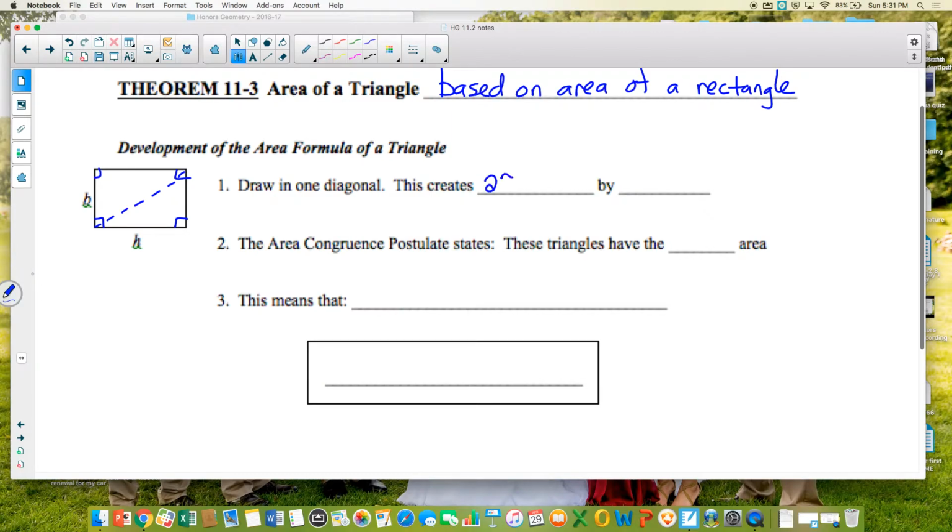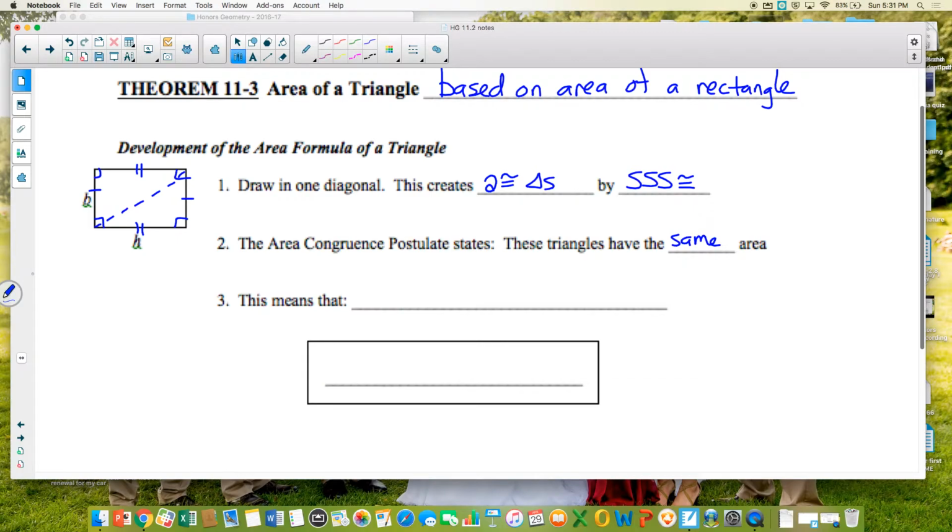This creates two congruent triangles, based off of side-side-side congruence. If we look at this, they share that dashed side, and then each triangle has a long side, which, remember, in rectangles opposite sides are congruent, and they each have the short length. So by side-side-side congruence, or by hypotenuse leg theorem, we have two congruent triangles. The area congruence postulate states that these triangles have the same area. If two shapes are congruent, then they must have equal area, or congruent area.